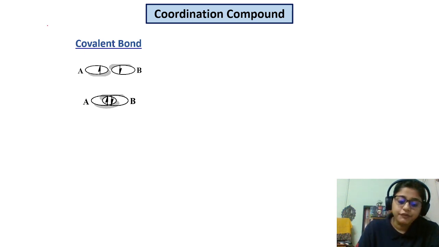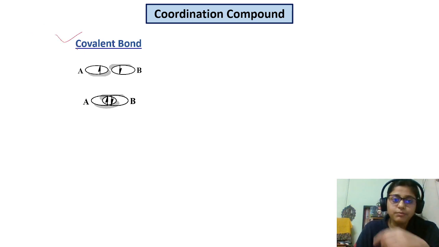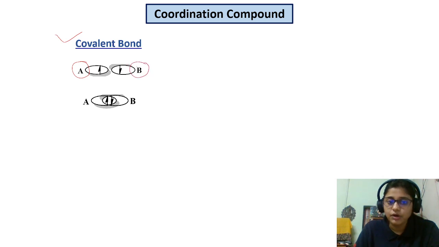First we know ionic bond and covalent bond. We all know, right? So what is happening here? One atom A and another atom B are both sharing one electron, and these two electrons combine and form one bond between them. So one bond is formed. This is called a covalent bond.